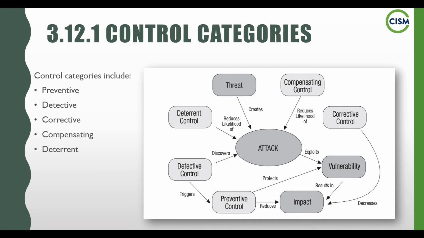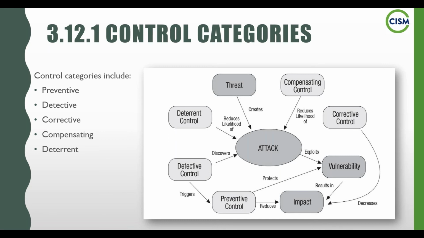Detective control detects the event but cannot prevent it, right? So for example, CCTVs, that are detective controls. Corrective control: if you have loss of data and you want to restore it, for example, backup restore, that is a corrective control. Compensating controls are, for example, when you don't have a main control, but you are compensating with some other control. For example, you don't have CCTV cameras, and instead of CCTV cameras, you have security guards in place. Security guards would be the compensating control in this scenario.